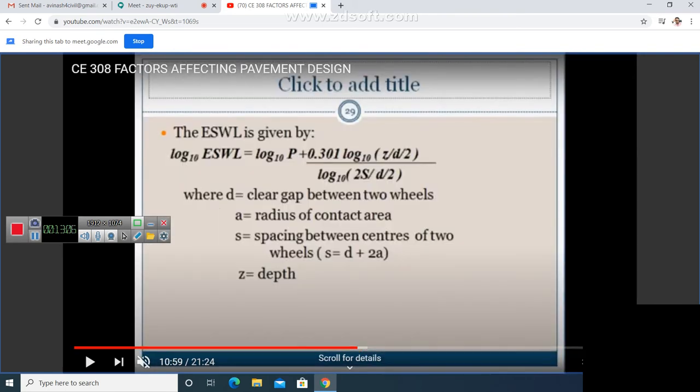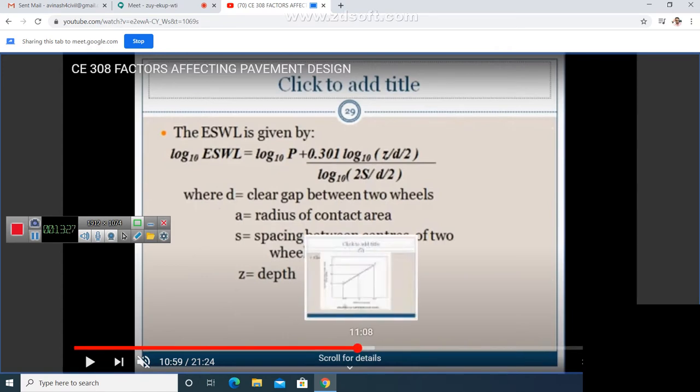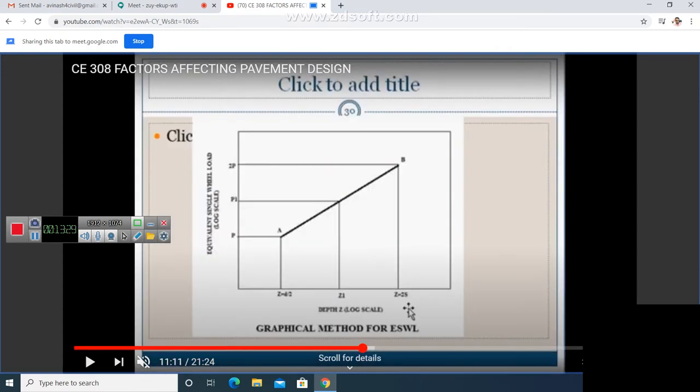Okay, so the equivalent single wheel load can be given as log10 of equivalent single wheel load equal to log P, where P is the single load, plus 0.301 log(Z by d/2) by log(2s by d/2). Of course, this formula is not needed. I'll just show you graphically.